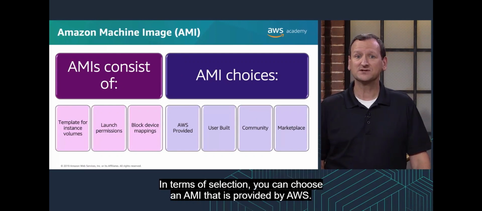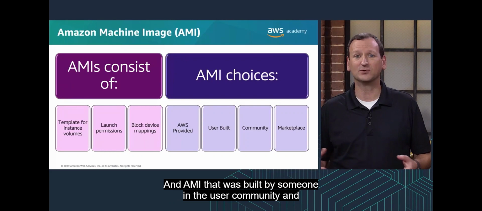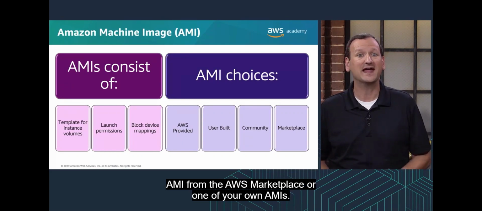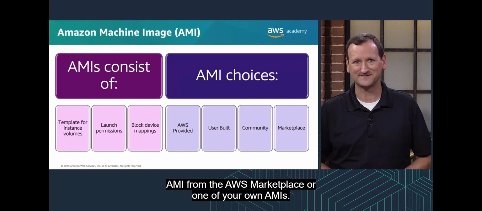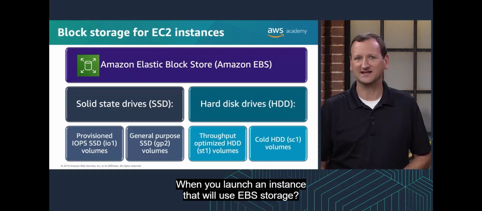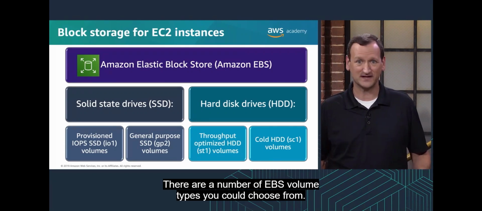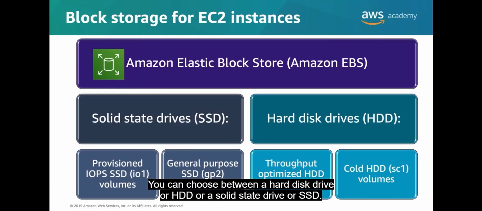In terms of selection, you can choose an AMI that is provided by AWS, an AMI that was built by someone in the user community, an AMI from the AWS Marketplace, or one of your own AMIs. When you launch an instance that will use EBS storage, there are a number of EBS volume types you can choose from. You can choose between a hard disk drive, or HDD, or a solid-state drive, or SSD. You have a couple of options in each of those 2 categories.